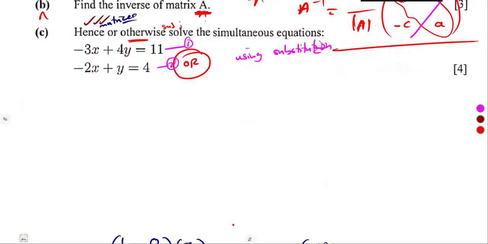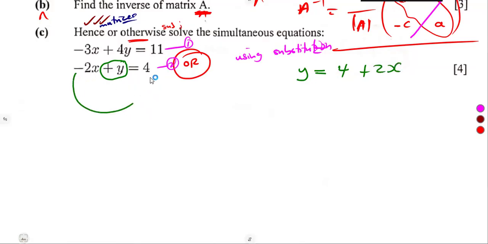Method. So working with the substitution method, it is easier for me to make y the subject of the formula from equation 2. As we can see, y here is on its own. We're just going to take negative 2x to the other side. So it means y is equal to 4 plus 2x. If we take the negative 2x, it will be a positive. So we now have this one as our equation 3.